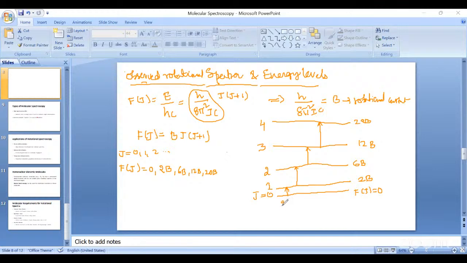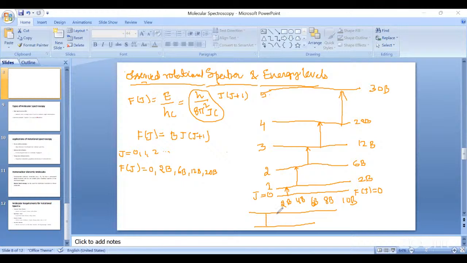The difference here is 2B, next the difference is 4B, next 6B, next 8B, and so on. Next, the difference is 10B. If you take J equal to 5, you get 30B, so the difference is 10B here. So the distances can be seen in this manner also: 2B, then 4B, 6B, 8B, then 10B.